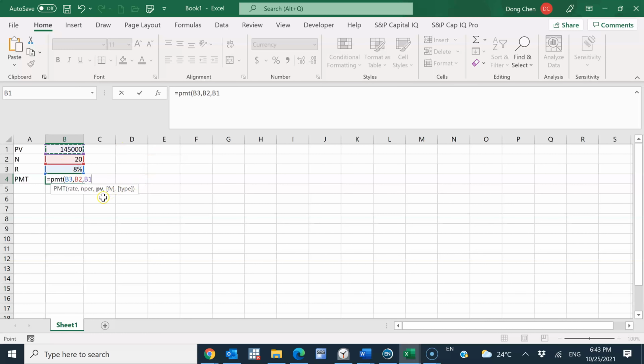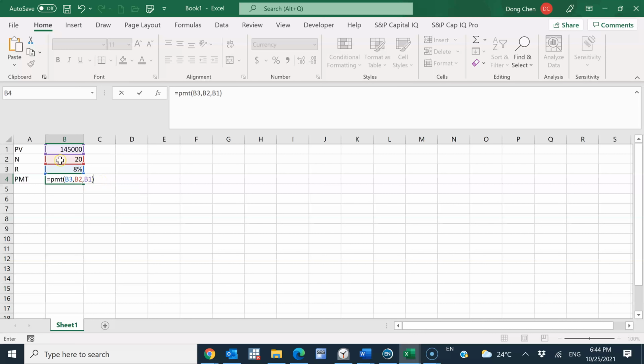Before I discuss the sign here, let's look at the other arguments of this PMT function. The future value refers to some lump sum future cash payment. We don't have that here. And the type, as we said, is by default the end-of-the-year convention. We don't have to change the default format either. So we can simply close this.